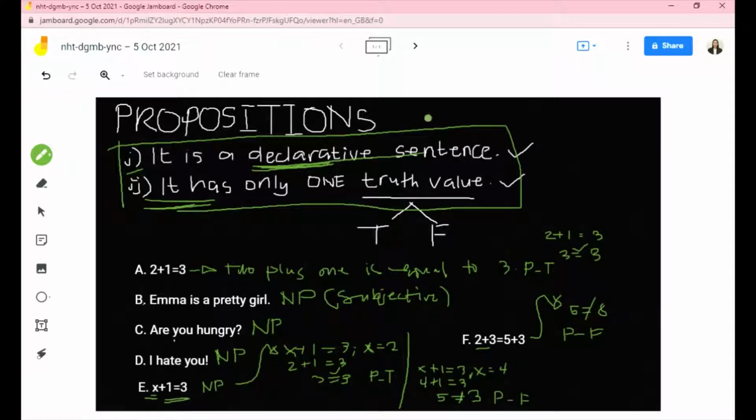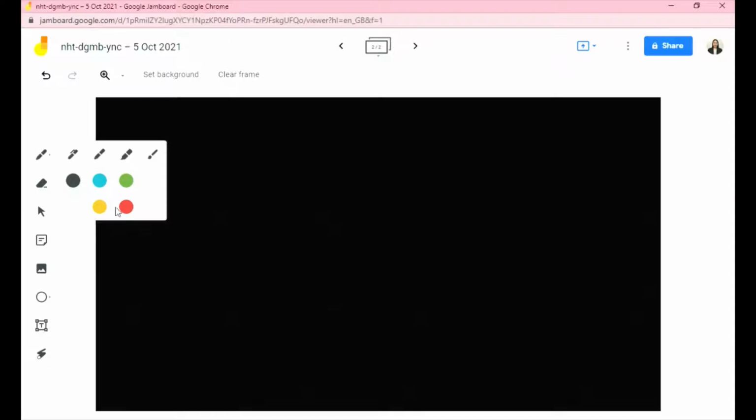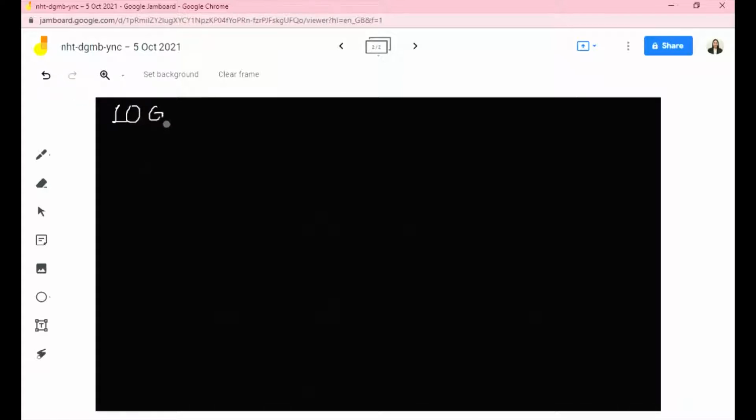Now, in English, we also have connectives that we usually use to combine two or more sentences. It's the same with logic. However, here we will be using logical connectives. They're called logical connectives. Let me write it here.